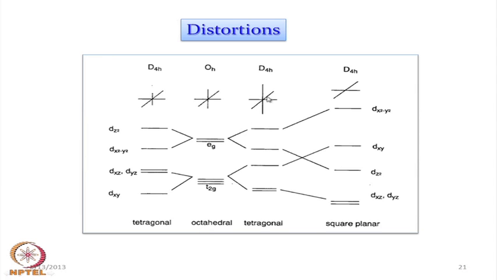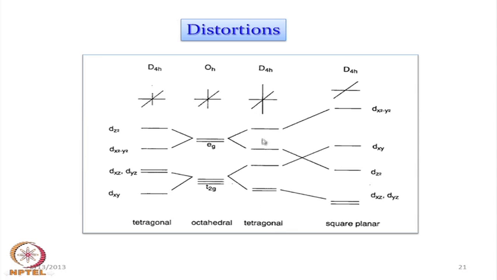And when we try to elongate this along the z axis, that means the z out situation, the interaction in the z direction is less, which will give rise to the stabilization of the dz square orbital. So this is dz square and this is dx square minus y square. And the situation for the t2g set is also different. So the t2g set will undergo splitting for tetragonal elongation.